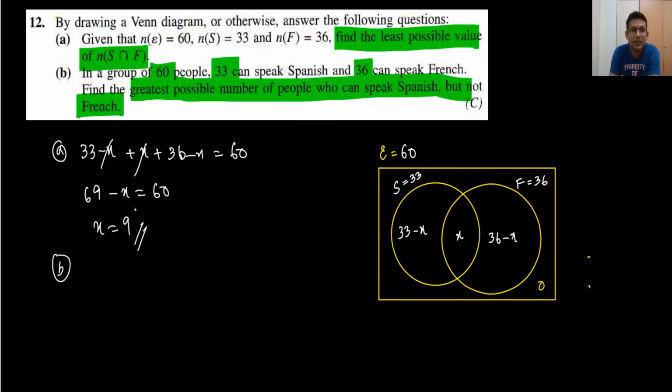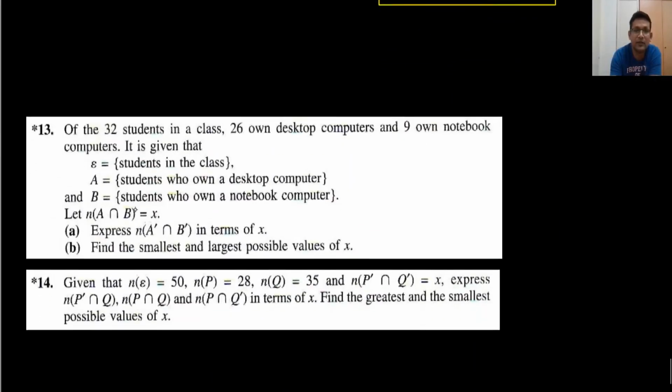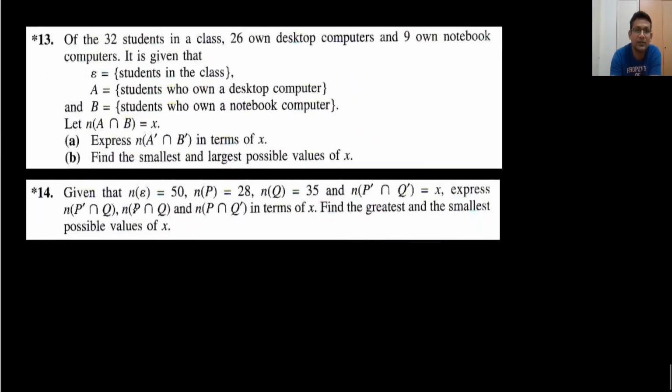Sorry, this part I will be doing in the next video, because we are finding the greatest possible value not of the intersection. We are finding which value here? I can show you only the greatest possible value of the people who can speak Spanish but not French. We are talking about this part. So x is here now. I will explain this in the next video, when I discuss how we can find the smallest and greatest value in other areas, not the intersection.